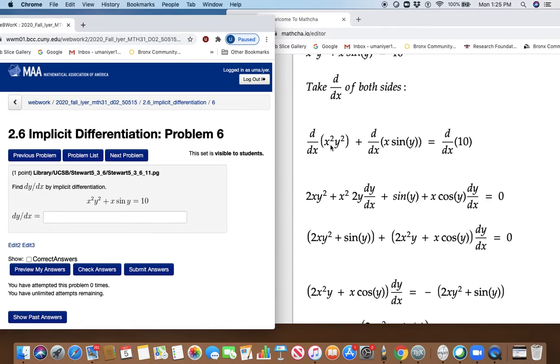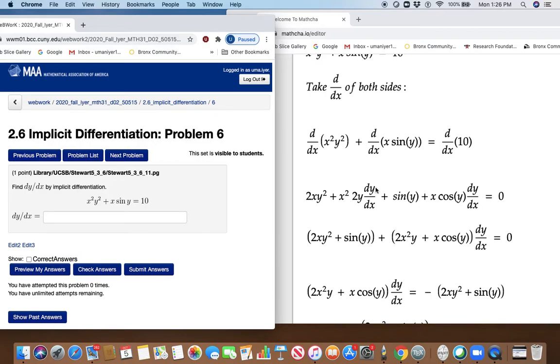Alright. Here, this is product rule. So derivative of the first, second as it is, plus first as it is, derivative of the second. So 2y times dy dx. Notice y is different from x, so you need dy dx. Plus, again product rule, derivative of the first, that's 1, second as it is, plus first as it is, derivative of the second, so derivative of sine is cosine of y, but y is different from x, so you need a dy dx. Right hand side is 0.